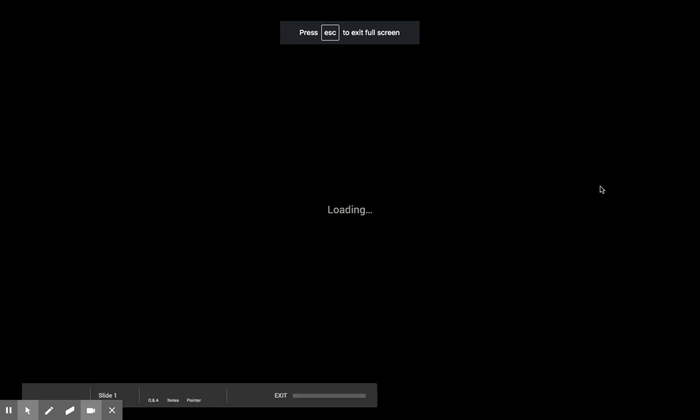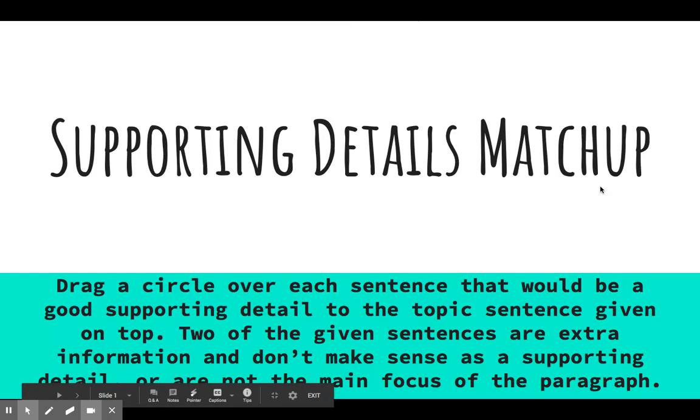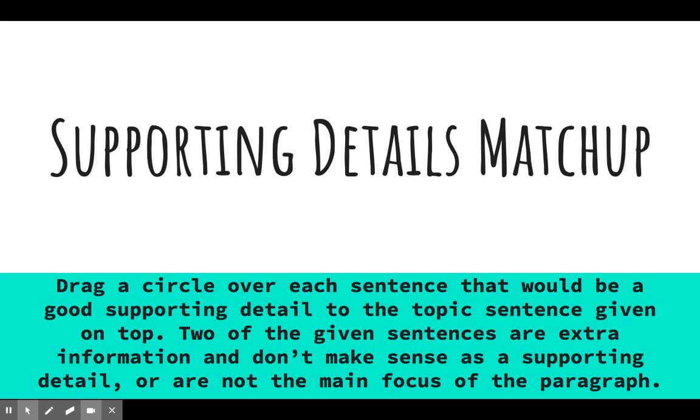All right, so the lesson that we're doing today is practicing a little bit with the notes that we took yesterday and supporting details. So you will see on Google Classroom this Google Slides that is attached to the assignment. What you are going to do, and I'll read the directions and I'll explain it to you a little bit more here and show you a little bit of how you're going to do it.